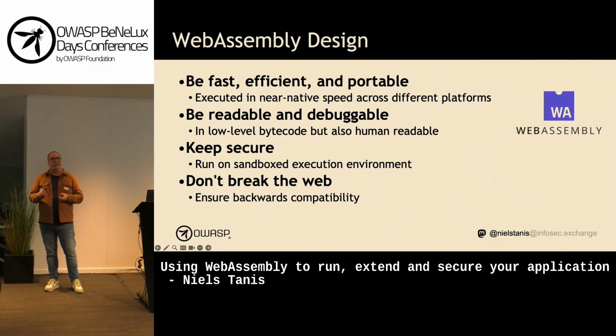So, looking at the design that was made, WebAssembly needed to be fast, efficient, and portable, right? So it needs to run everywhere and at almost near native speed. It needs to be readable and debuggable. So there's a bytecode representation if you look into how it gets loaded on your machine, but there's also a text format you can just read. It makes it powerful. It needs to be kept secure.